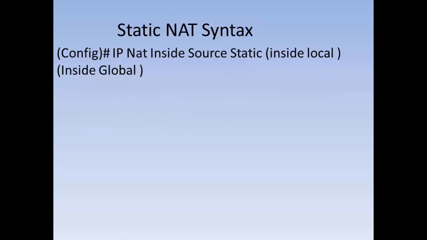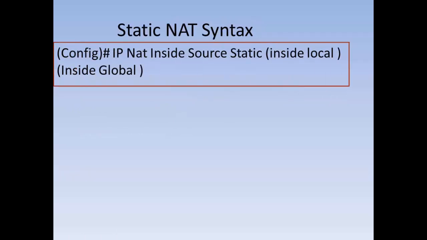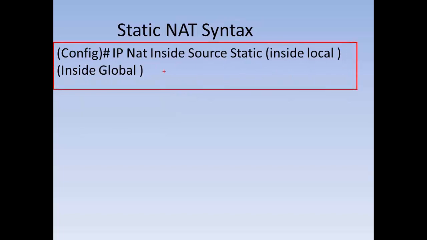Okay, so this is the syntax that we use practically to configure static NAT: ip nat inside source static. This is the command. Then the inside local and inside global mapping: this is my private IP and this is my public IP for each particular translation. So this is the standard syntax for configuring static NAT.